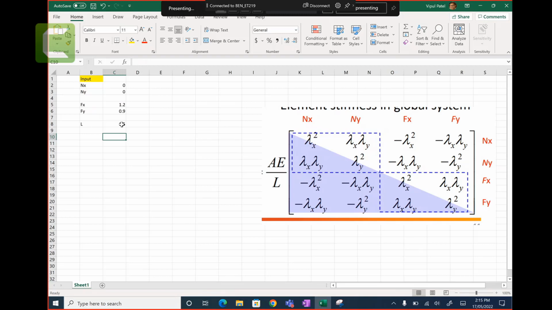Now, if you want to put A and E, of course you can put it. A is what? 300 divided by 1000 times 1000. That is your area in meter square. You want to put area.